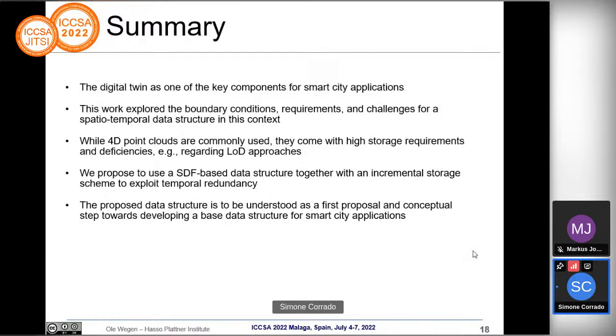This proposed data structure is to be understood as a first proposal, a conceptual step towards developing such a base data structure for smart cities that can be used for a wide variety of applications in this context.